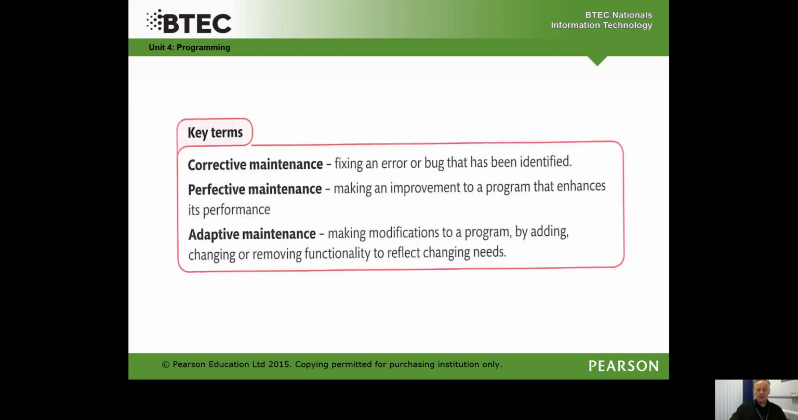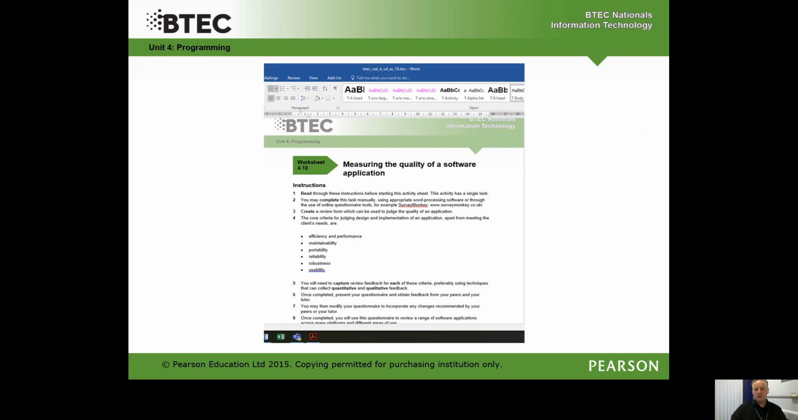So, you've heard some theory about how to measure the quality of a software application. So the final task that you need to do in order to prepare for the assignment for Unit 4, Assignment 1, is going to be emailed to you. It's Worksheet 4.10, measuring the quality of a software application. What you're required to do is develop a questionnaire, a survey that would cover the 6 areas we've talked about: efficiency and performance, maintainability, portability, reliability, robustness and usability. So you're producing a set of questions that can measure the quality of a software application or measure the quality of a program.